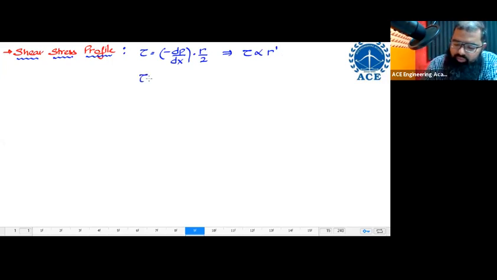Apart from this, we also know that tau is going to have a combination of two shear stresses. One is mu into du by dy, that is laminar shear stress, plus tau turbulent. We know these two things. So one equation is in the first line, the second equation is in the second line. Now I'm going to draw the shear stress profile and see how it is going to look.